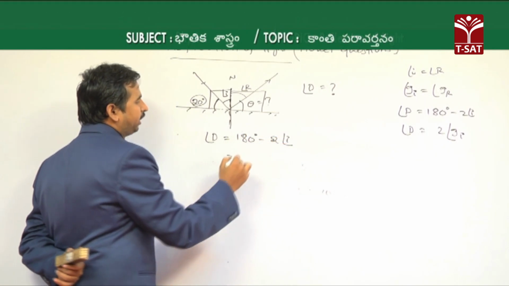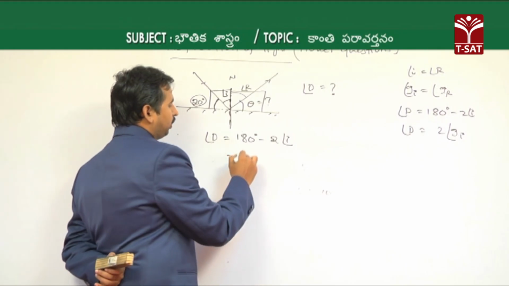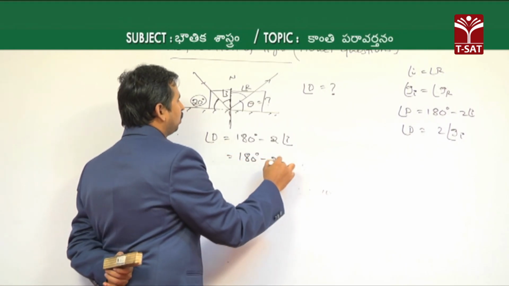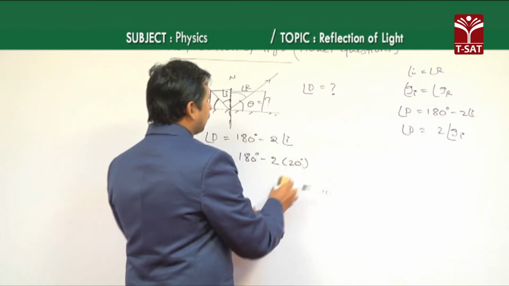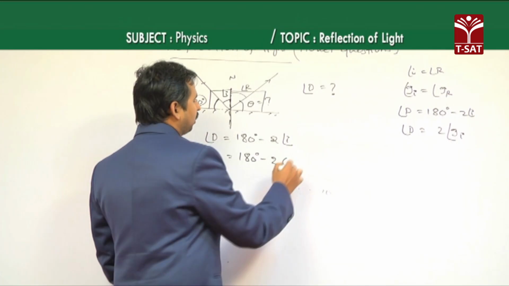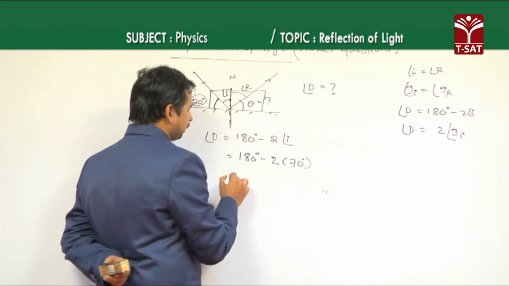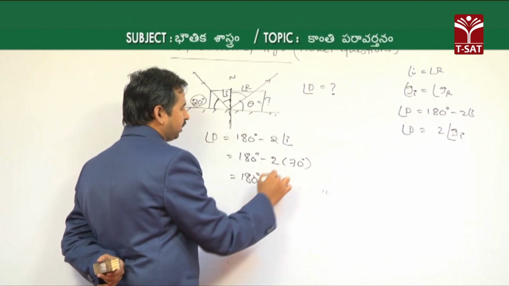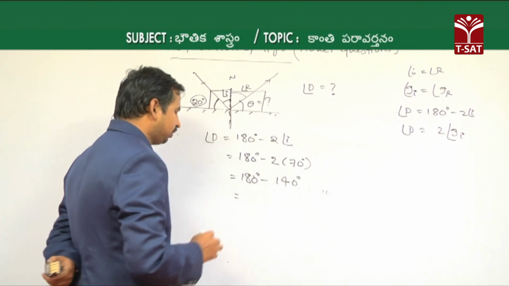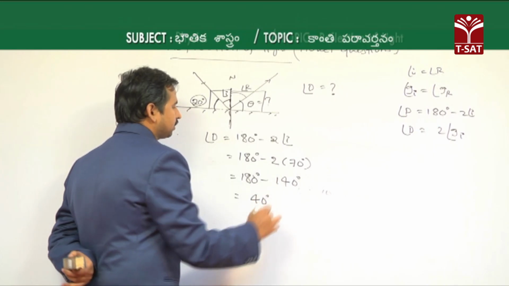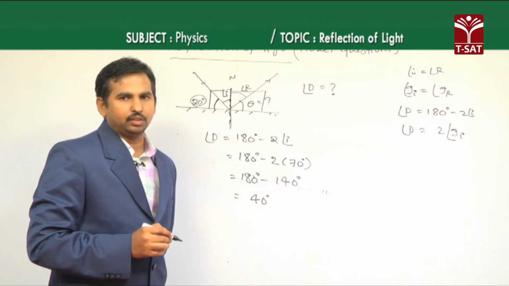Then the angle of deviation is 180 minus 2i. Sorry, the glancing angle is 20 degrees, so the angle of incidence we got is 70 degrees. Then it is 180 minus 2 into 70, which is 180 minus 140, which is 40 degrees. That is our angle of deviation.